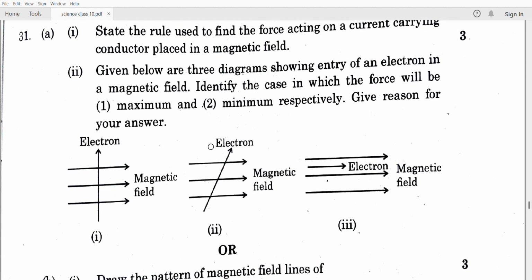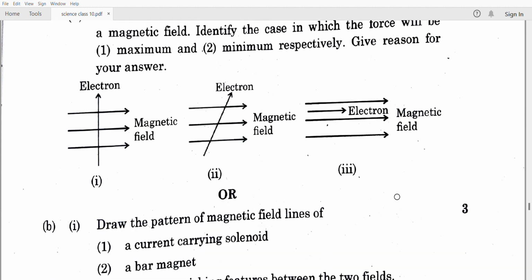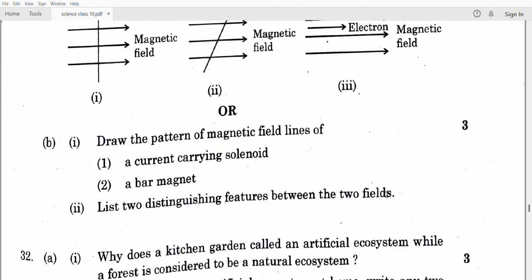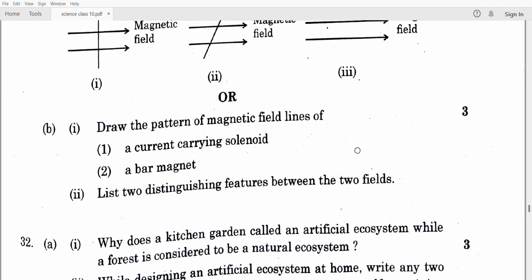So if you look at the first case, so electron movement is perpendicular to the direction of the magnetic field. So there we can see the force is maximum. But in case of second, so magnetic field, it's not exactly perpendicular, it's slightly minimum compared to first case, and it is the least or zero in case of, since it is parallel, it is very least in third case.